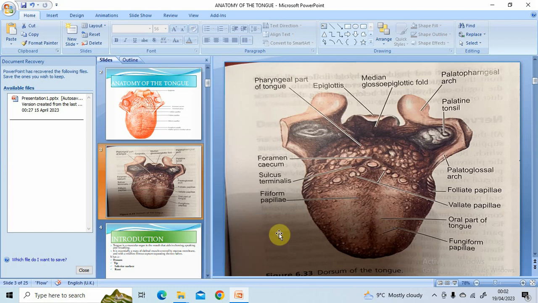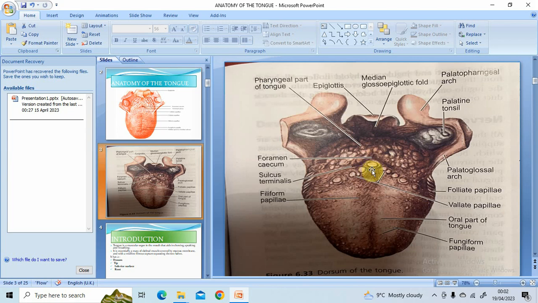This is the vallate, also known as the circumvallate papilla. These vallate papillae are about a dozen in number, and they contain numerous taste buds as well. You can see they are conical and V-shaped. If you look at the vallate, you can see the V-shaped structure. Individually they are about 12, a dozen in number.